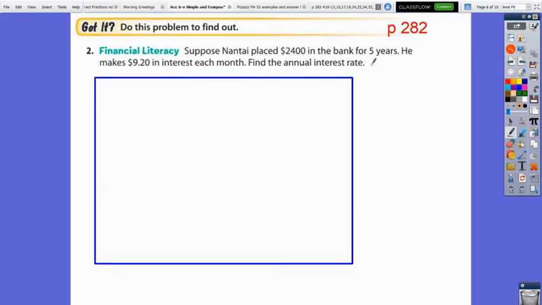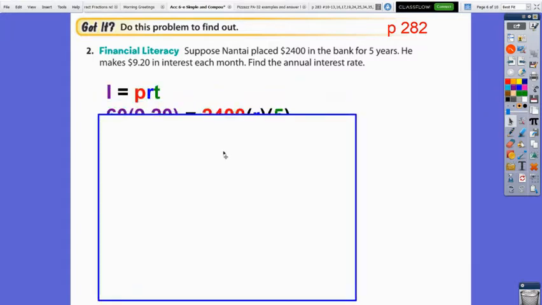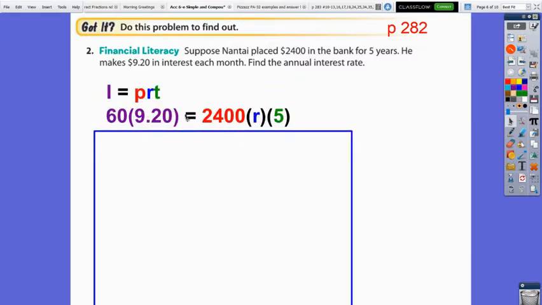Now, this doesn't happen in the real world like this ever. We'll talk about that more later when we have class. But for this one, 5 years, how many months is that? You multiply that by $9.20 to figure out how much interest he has been paid. Okay, so it's 60 months. 5 years is 60 months, and $9.20 each month. So the total amount of interest is 60 times $9.20.